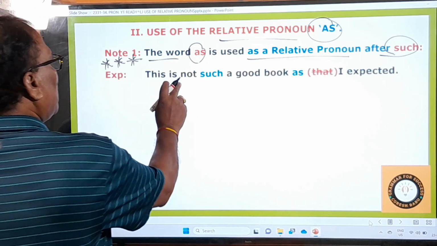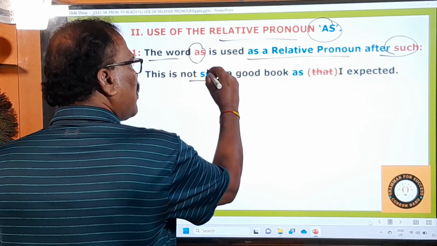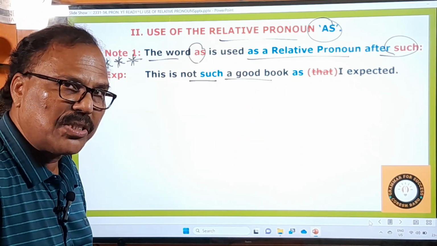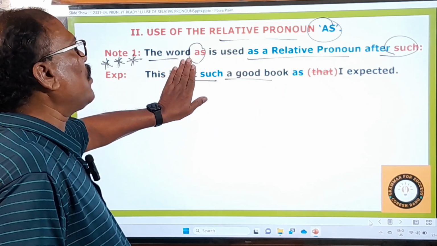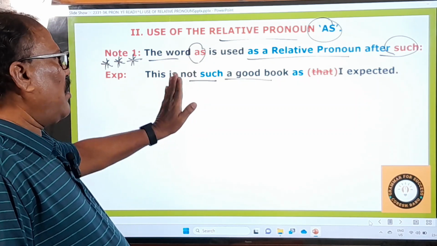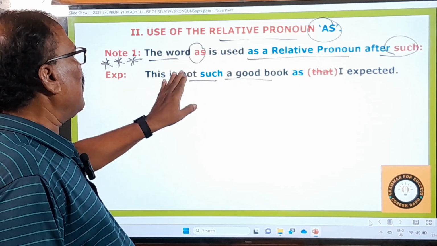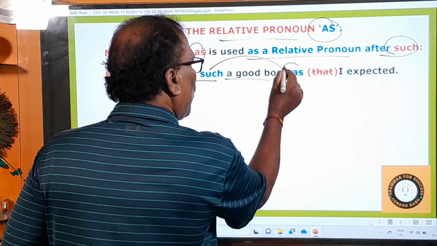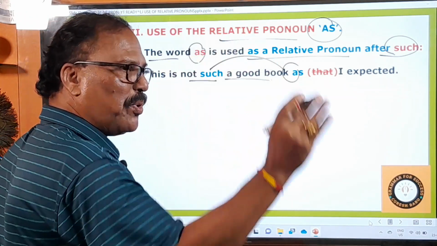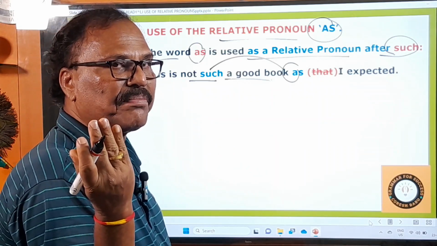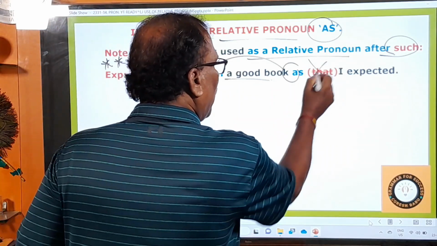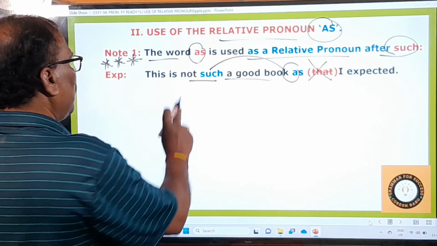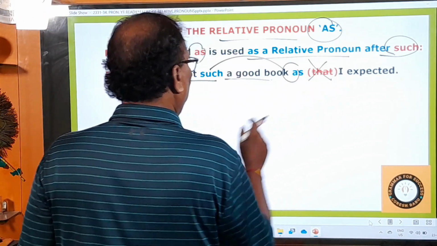After such what should be used? This is not such a good book, or this is such a good book. Negative sentence or positive, whatever it is. This is not such a good book as I expected. As. Don't use that, please. I have written that and struck it off. This is not such a book as I expected.